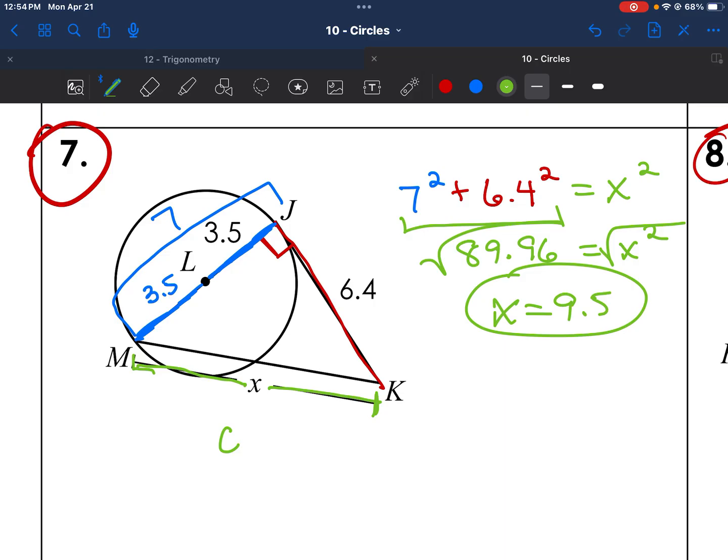9.5. Again, one thing to check for whenever you're working this out: make sure that if you are solving for the hypotenuse, it should be your longest side length. So we had a length of 7, a length of 6.4, and I know I'm solving for the hypotenuse because it's across from my right angle, then that side length should be longer than the rest.